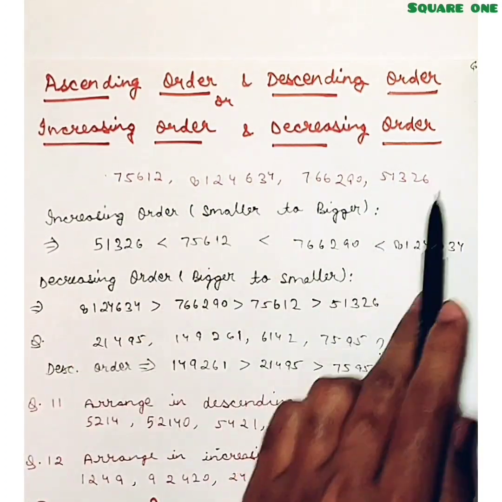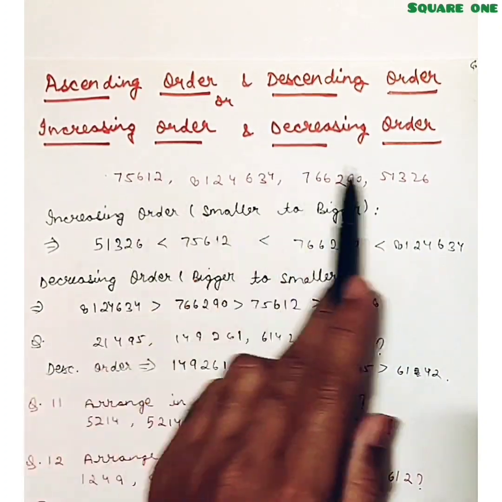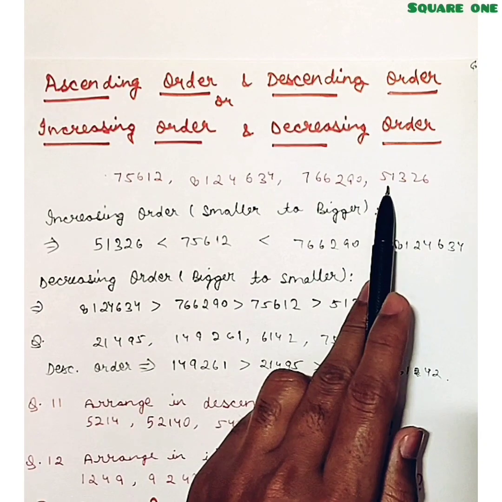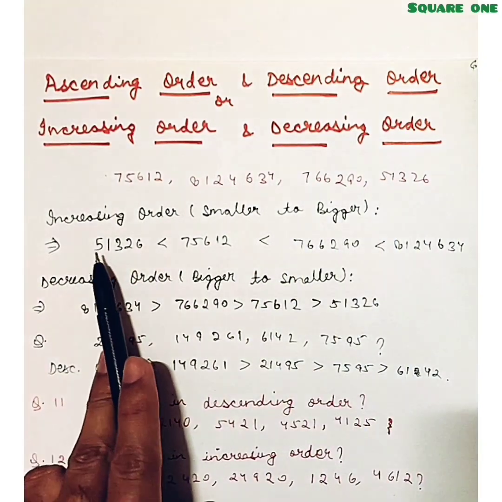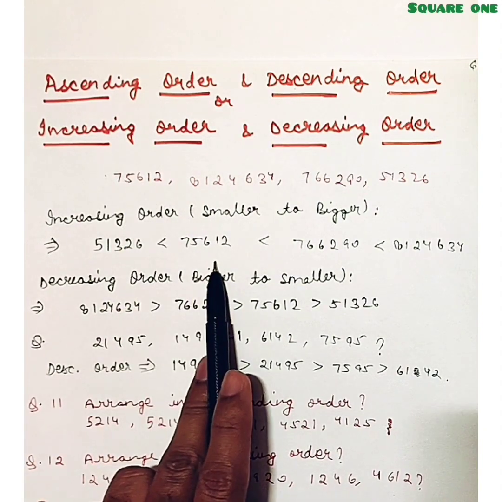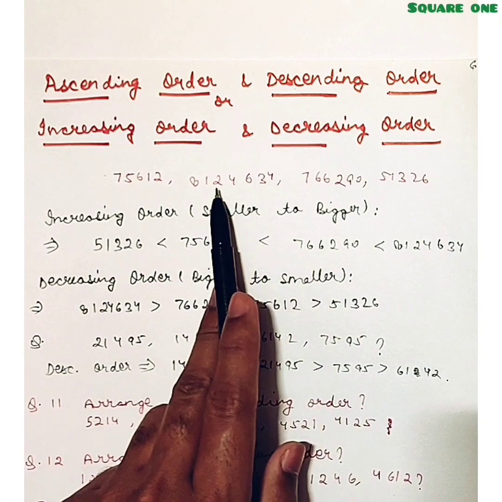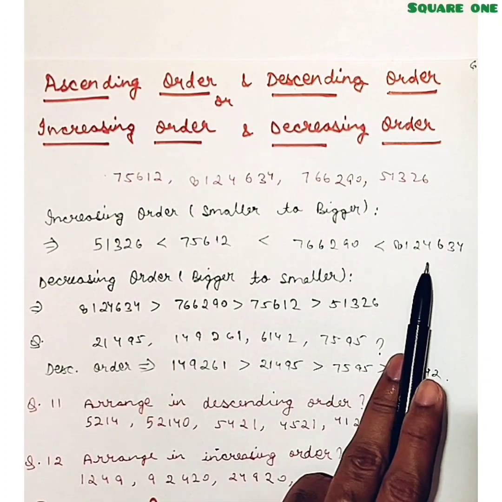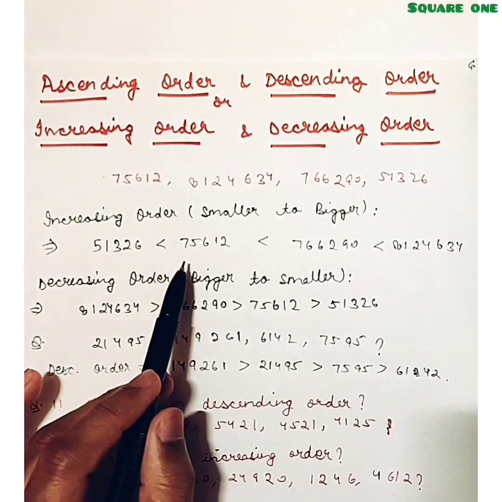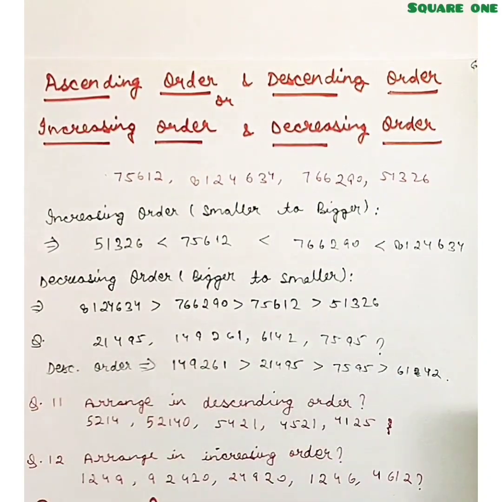Now these 2 numbers are 5-digit numbers, then this is a 6-digit number and this is a 7-digit number. Among these 5-digit numbers, 51326 is the smaller, so we write the smallest number 51326. The next smallest number is 75612. The number greater than this is 766290 and the greatest number is 8124634. So we arrange the numbers from smaller to bigger and use the less than sign because the numbers on the left are smaller than the numbers on the right.